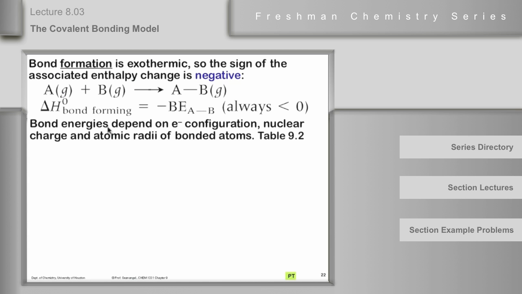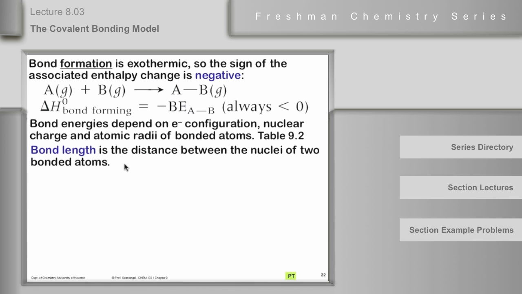Now, the magnitude of the bond energies are not possible for us to easily predict without doing some pretty complicated calculations. They clearly depend on the electron configurations of A and B. They depend on the nuclear charge of A and B. They depend on the radii of A and B. And Table 9.2 lists a bunch of them. We're not going to ask you to memorize any bond energies. Isn't that nice of us? Okay. But we just want you to be able to use them and interpret what they mean.